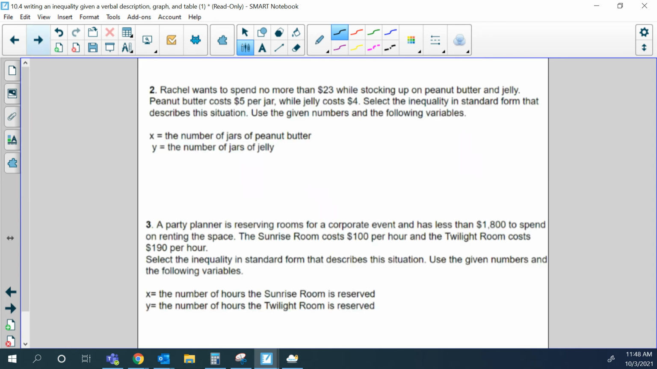Number two, Rachel wants to spend no more than $23. So what is the inequality for no more than? If you look at your chart, no more than is going to be the inequality less than or equal to. So no more than $23, I'll put my 23 right there.